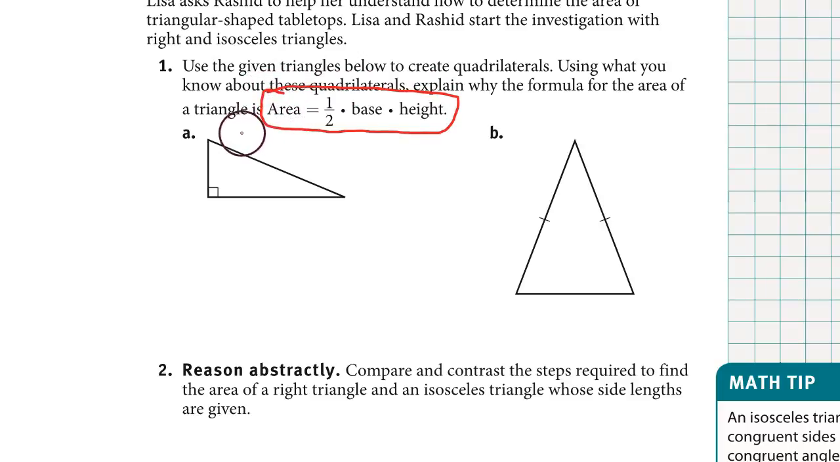The reason that formula works is that any triangle can be shown to be half of a corresponding rectangle. For example, if I take this triangle and I draw a congruent triangle right above, notice how this is a rectangle. And this rectangle has a base and height. The area of the triangle is only half of the area of that rectangle, hence this math formula.